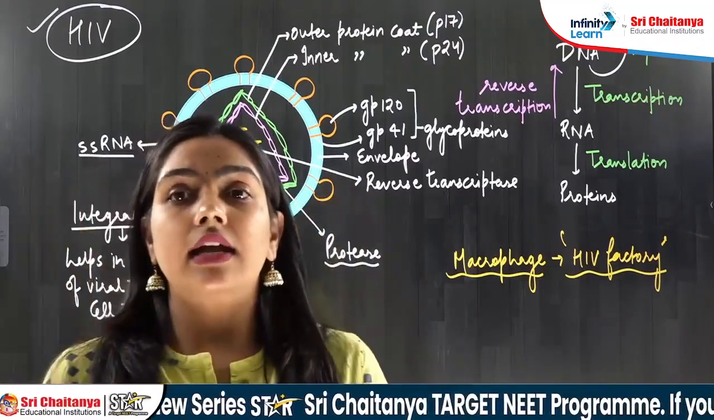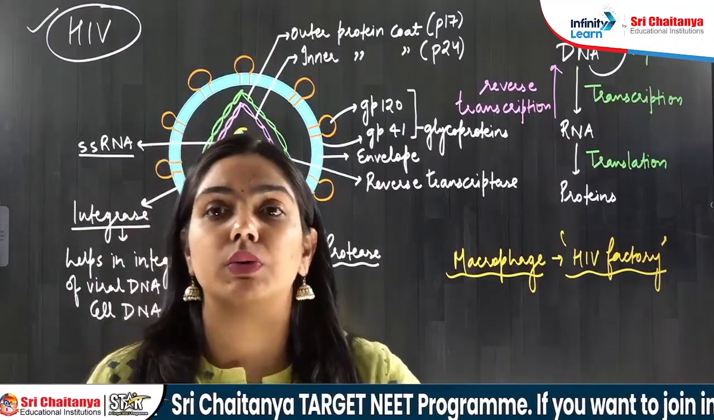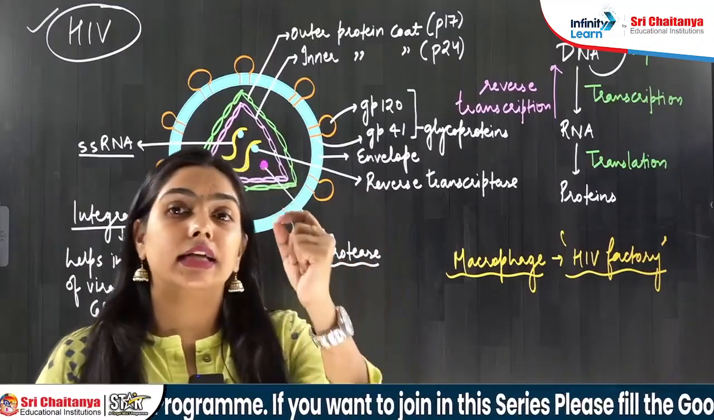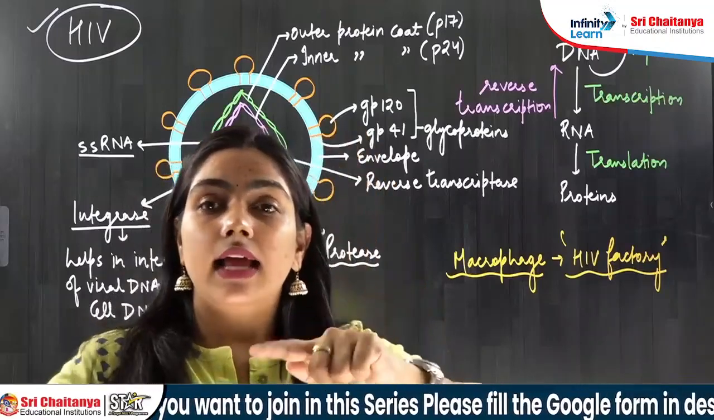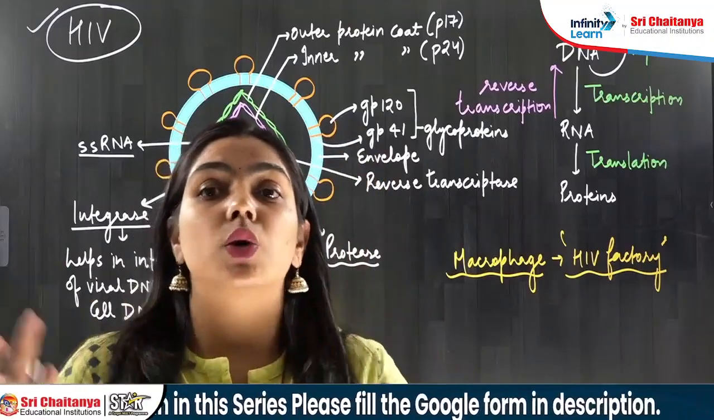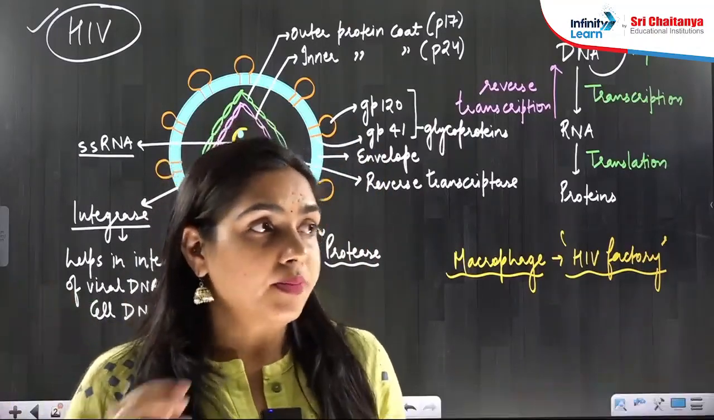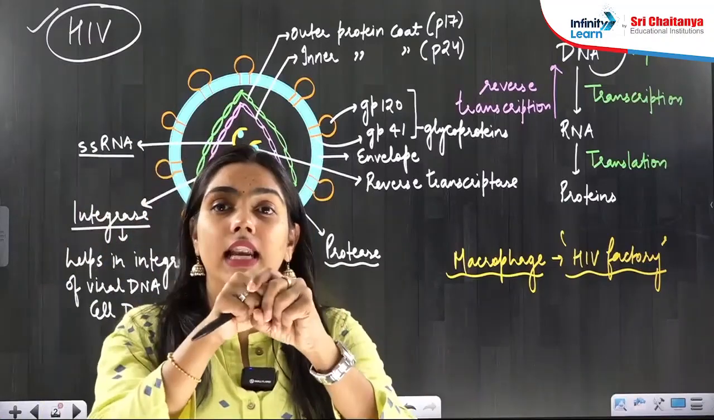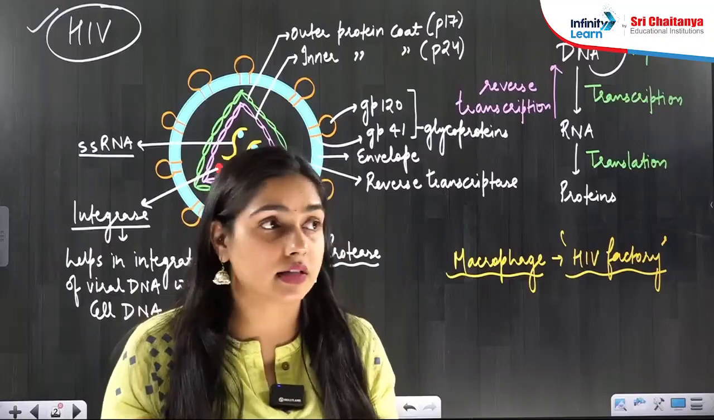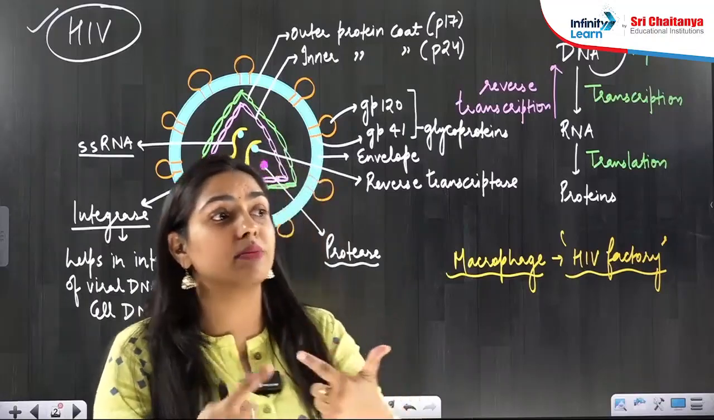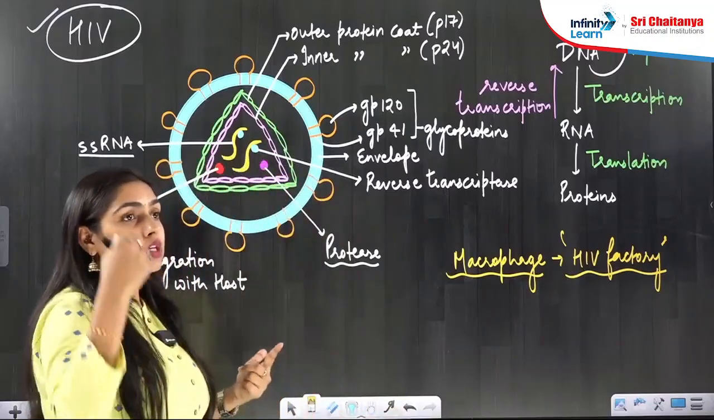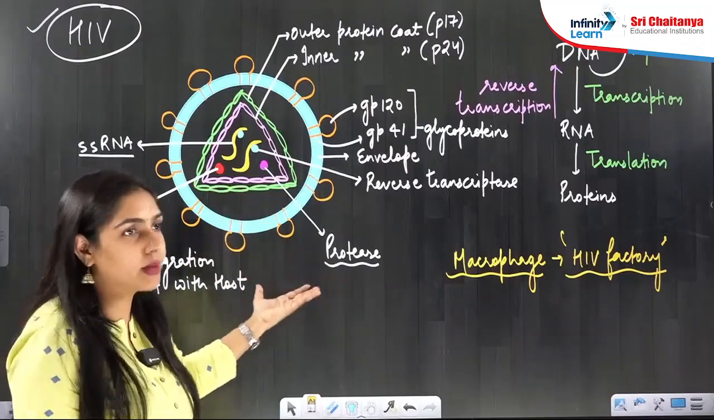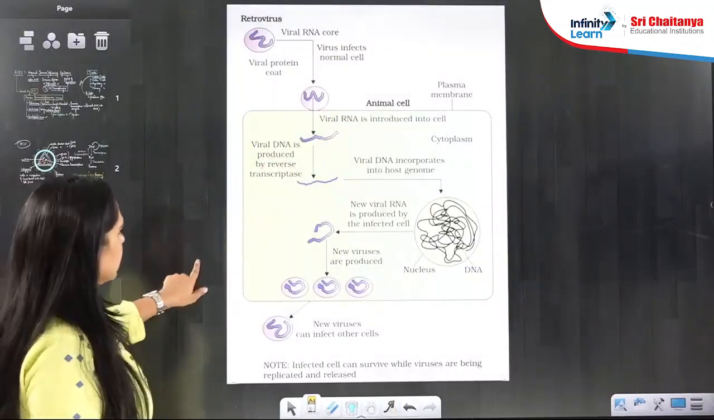Now I will tell you how it is infecting the cell. In NCERT, there is a very beautiful diagram which will explain very well how the HIV is entering into the cell and then how it is making so many virus particles. This one virus will enter into the cell and make so many viruses. So let us see how. Everyone, please focus on the lecture.